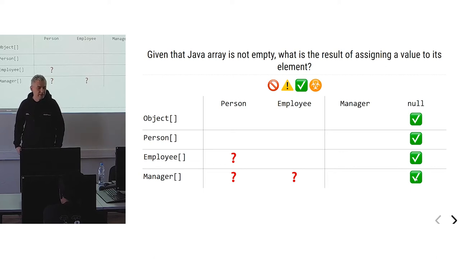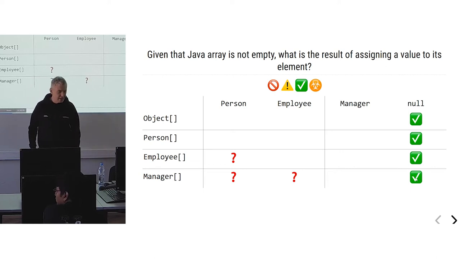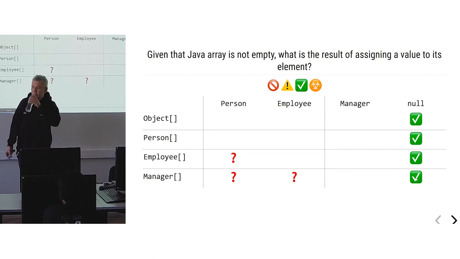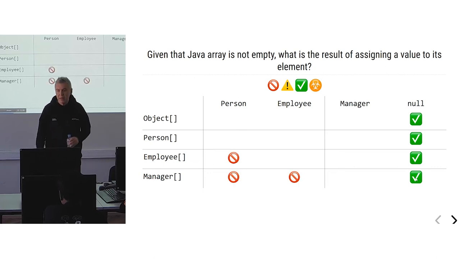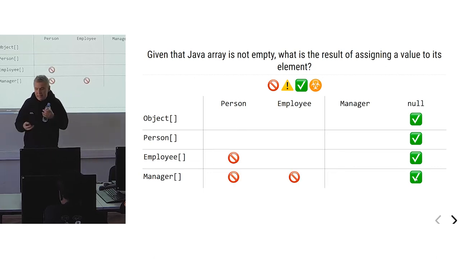So your ideas. Yes, can we assign person to an employee? Some persons might not be employees. Some employees might not be managers, right? Yes, there will be a compile time error, correct. Because, yeah, it's the main meaning of type checking, right? You cannot assign person to employee. Employee to person you can assign, but not vice versa. So there will be a compile time error.